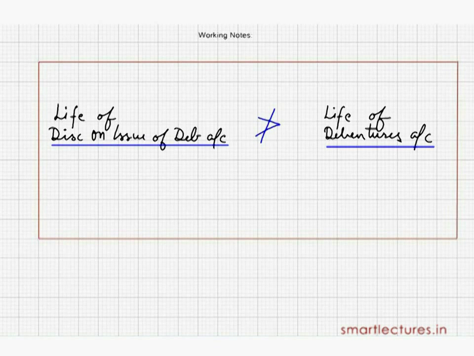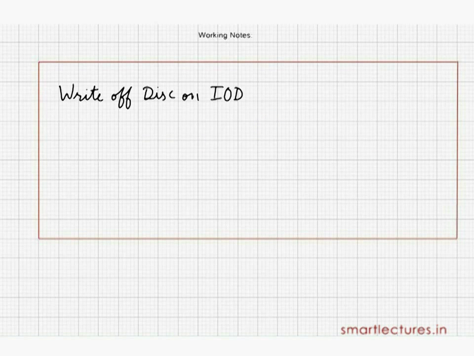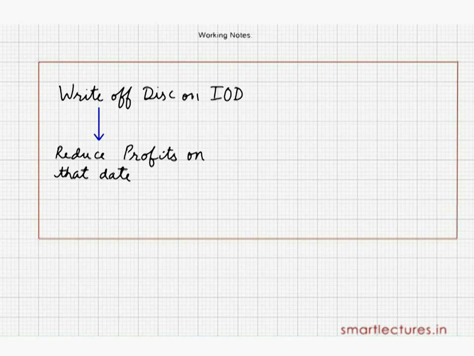I mean to say, the life of discount on issue of debentures account should not be longer than the life of debentures account. The moment debentures account disappears from the balance sheet, the discount on issue of debentures account must also disappear from the balance sheet. But whenever we write off discount on issue of debentures account, we have to reduce the profits of the company on that date.